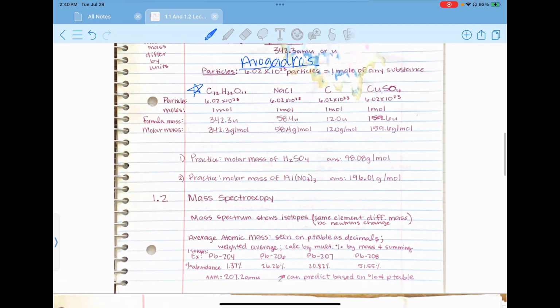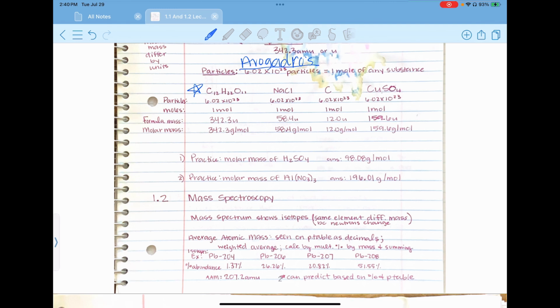A little bit of practice for you. If you were to stop and do the molar mass of H2SO4, which I would expect you to be able to do all day long, you should arrive at an answer of 98.08 grams per mole. Same thing for aluminum nitrate here. You should arrive at 196.01 grams per mole. If you don't get that, you're rounding incorrectly, right? Or perhaps you're multiplying things.